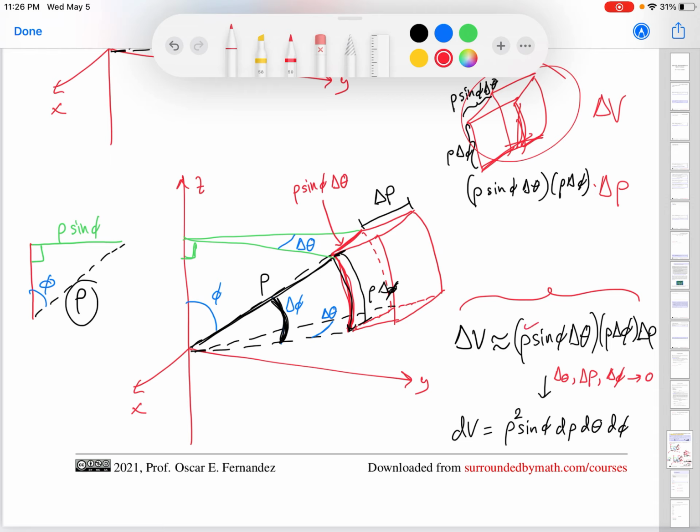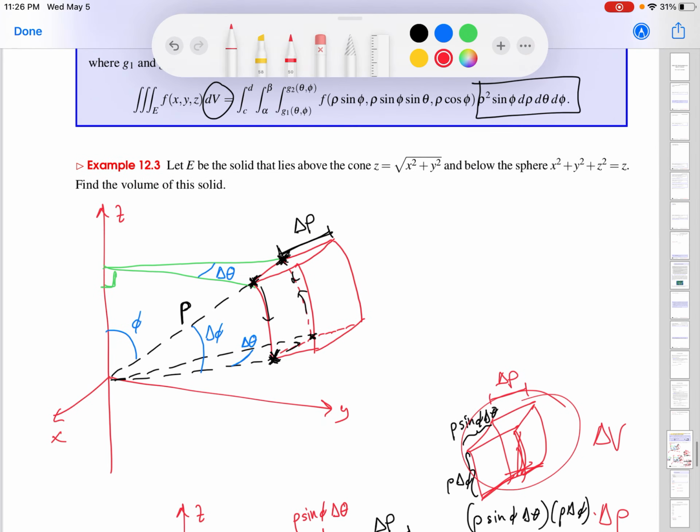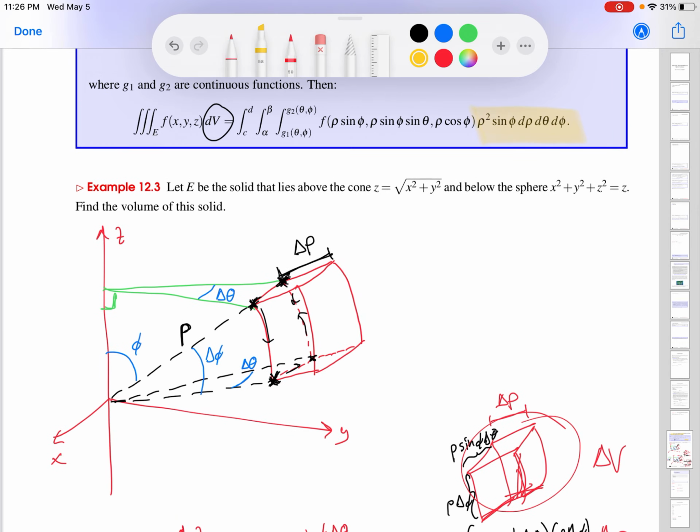see we have 2 factors of rho squared. We have a sine phi, and then we get a d rho, d theta, d phi. So that's this part of the volume element. So this is where the volume element rho squared sine phi, d rho, d theta, d phi comes from. And that is what you see up here as the volume element for this triple integral.